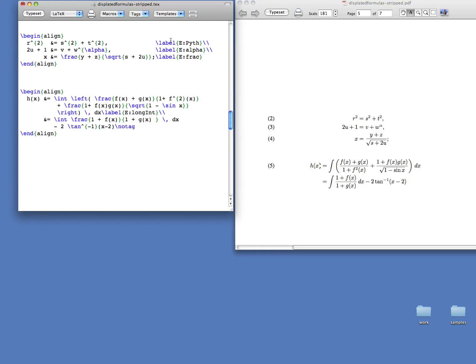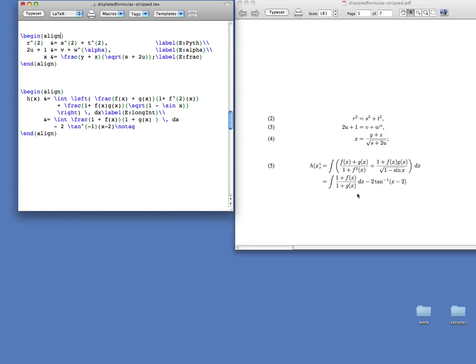By the way, if you don't want numbering, you don't need the label, and use the align star environment. You see that I made a mistake. If I put a star there, of course, I should put a star there too. Let's take this out in a hurry, and everything is fine.